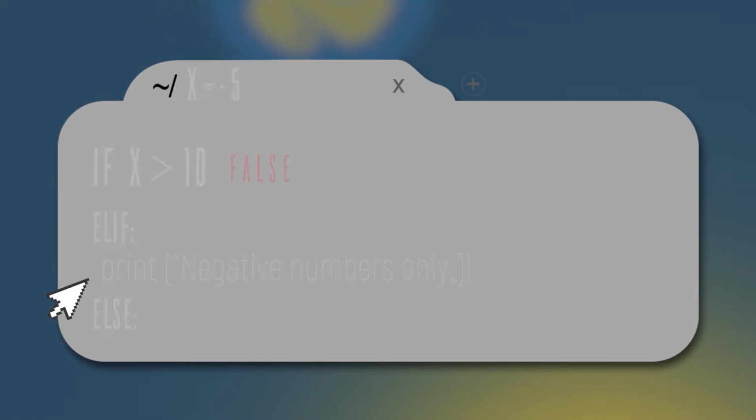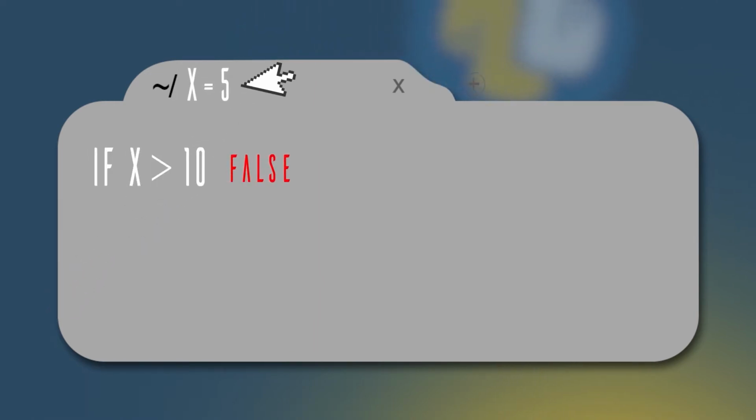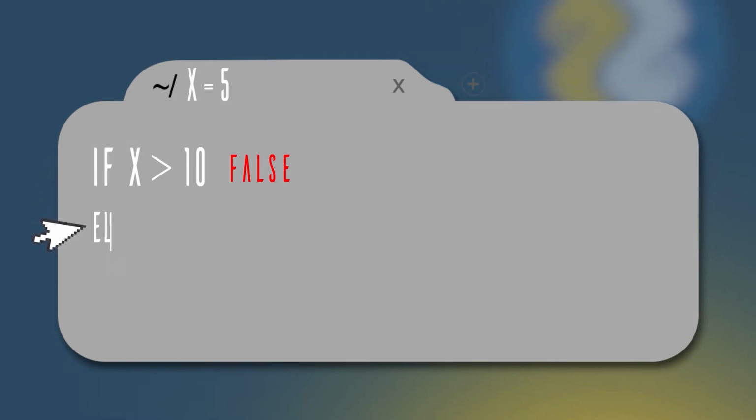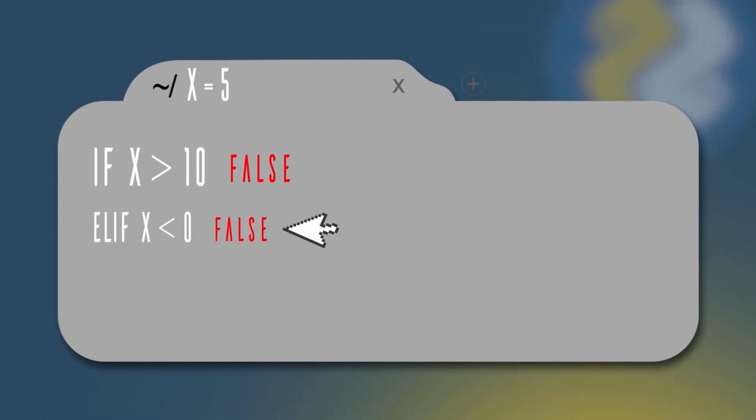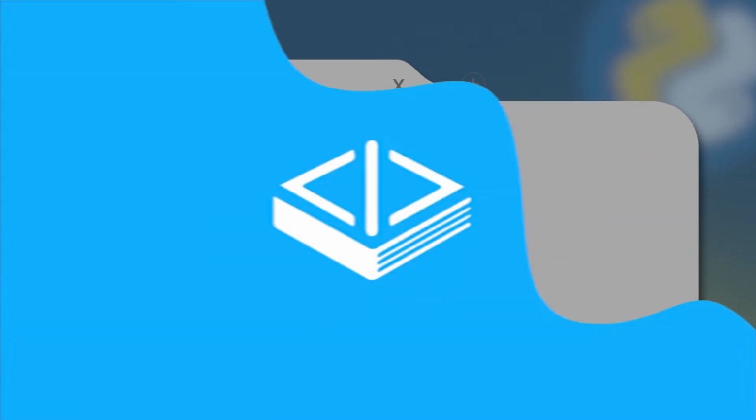Let's do another example, making the variable x hold the value 5. In this case, the if condition won't be true because 5 is not greater than 10. Then we will skip the if block and go to the elif condition. Again, this elif condition won't be true because 5 is not less than 0. Then we will skip the elif block and go to the else condition. In this else, we're going to print any condition satisfied.